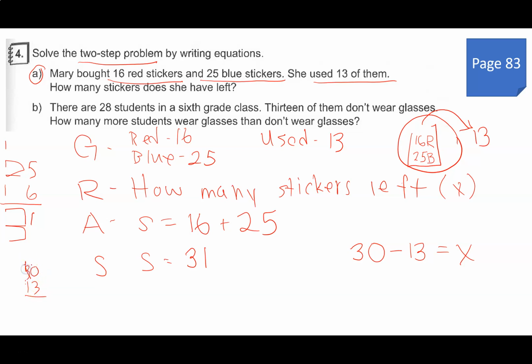Sorry, this must be too close to the edge. We'll carry the 1. 10 minus 3 is 7. And I know you can't see it, but that was a 2. 2 minus 1 is 1, so 17. So 17 equals X. Our sentence will say, there are 17 stickers left.